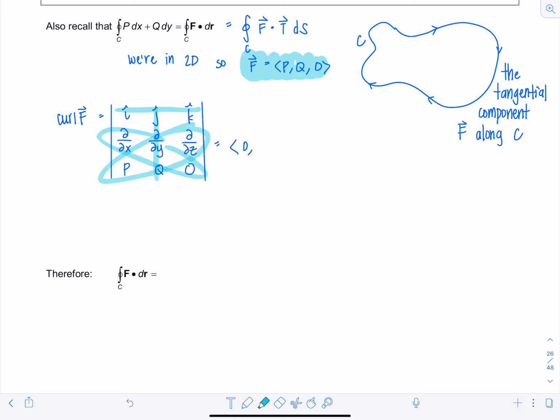Again, F is just going to involve X and Y, right, since we're only in 2 space right now, the XY plane, so that's going to be 0. And then lastly, here's my Q. We're going to have, and this should look familiar, del Q del X minus del P del Y.